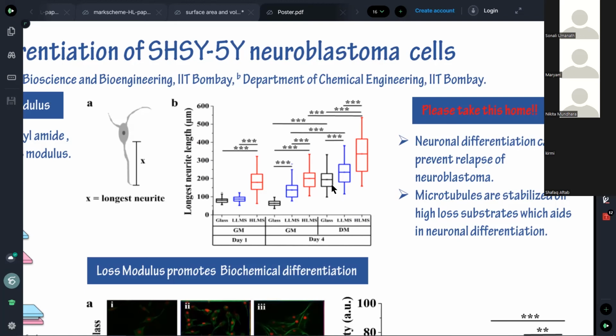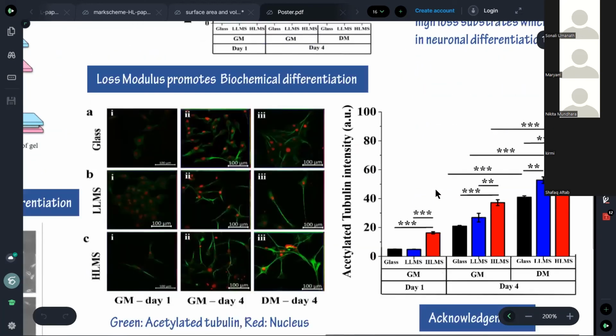That is one thing. And the second thing, when neuronal differentiation takes place, microtubules are stabilized on a high loss substrate, which is a substrate having an environment, viscosity, and stiffness pretty much like brain-like stiffness, and it aids in neuronal differentiation. So it is not just the chemical parameters, but also the mechanical parameters that help in neuronal differentiation. So that is something which I would like you to take from this entire presentation.